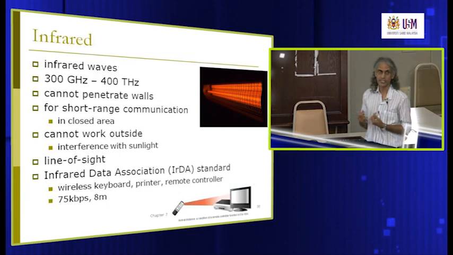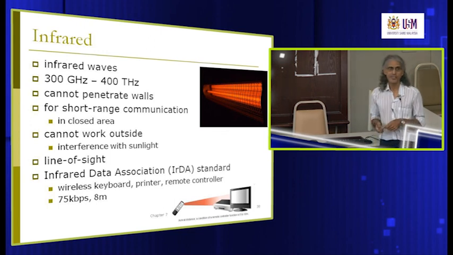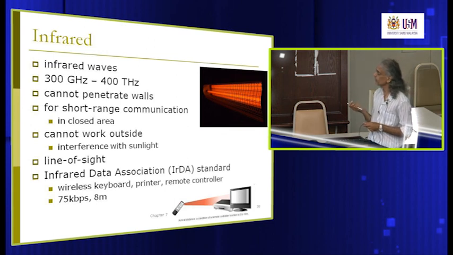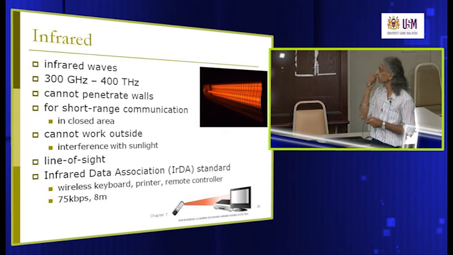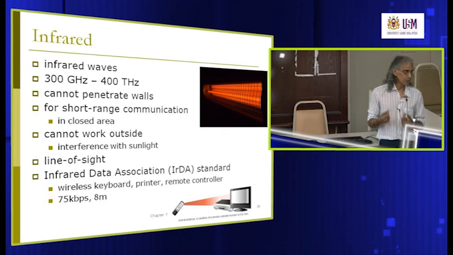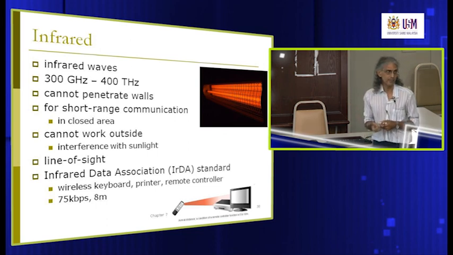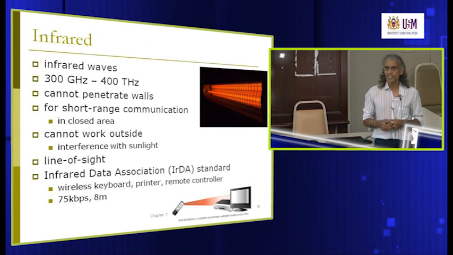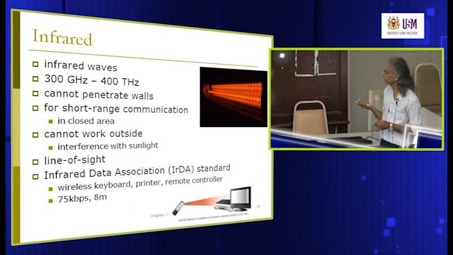Finally, the last one is infrared. Infrared is basically between this range of frequencies. It cannot penetrate walls, cannot go around objects, and it's only good for short-range communication in an enclosed area. So where do you see infrared? Something like your TV remote controls, which normally use infrared light. They normally cannot work outside when there's sunlight, very bright light. It can only work within a room, within an enclosed area. You go far, it cannot reach. Also line of sight.